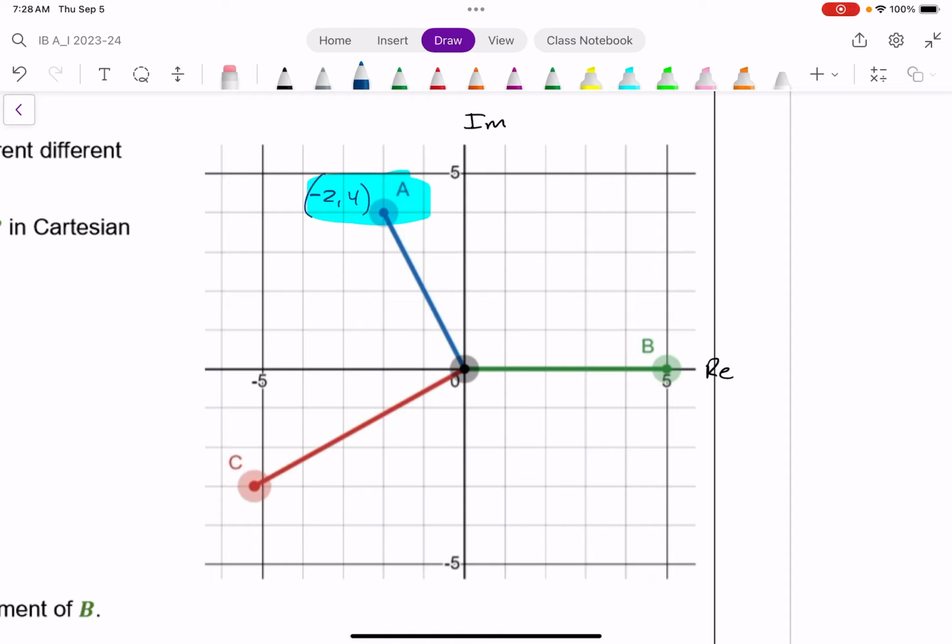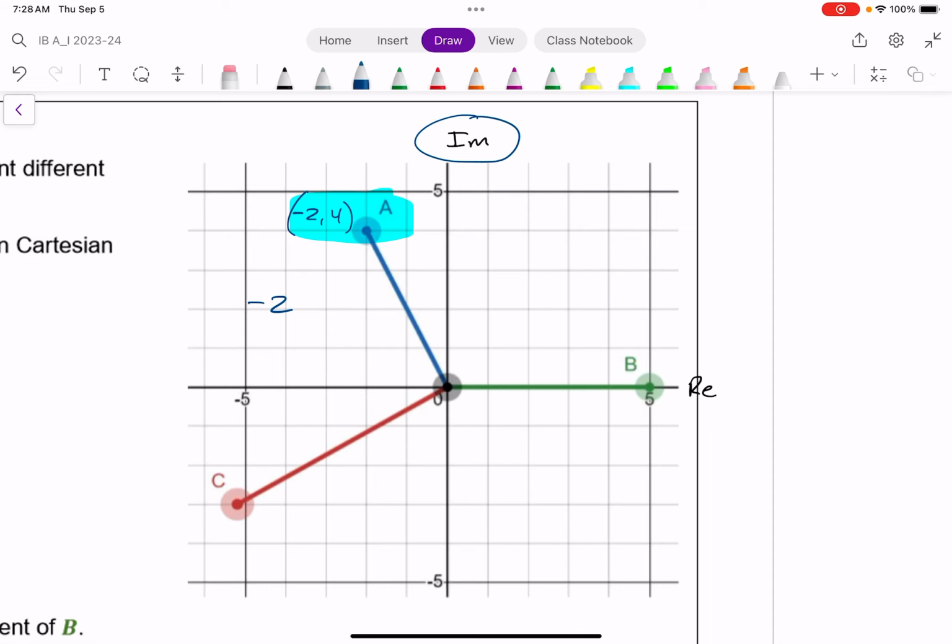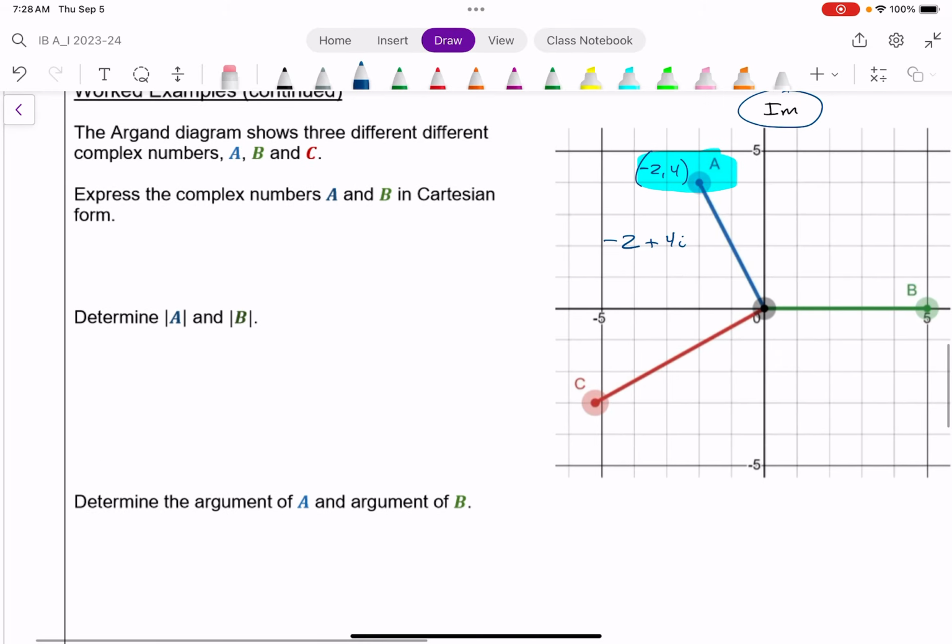So the x-axis, that's the real axis. That means this represents a number that has a real value of negative 2. The y-axis is the imaginary axis, which in this case is 4, which means this number has negative 2 as a real part, as well as positive 4 times i for the imaginary part. And so this is visualizing the number negative 2 plus 4i, and that's A. Maybe I'll write that over here.